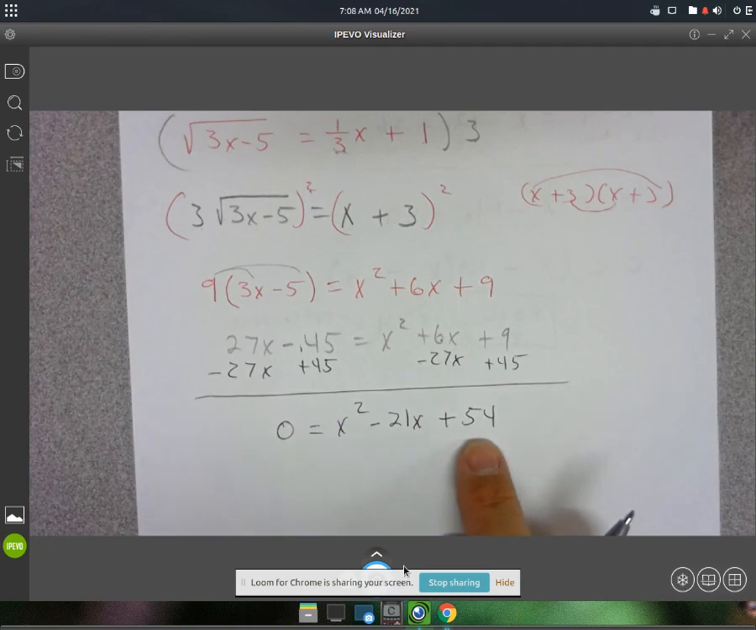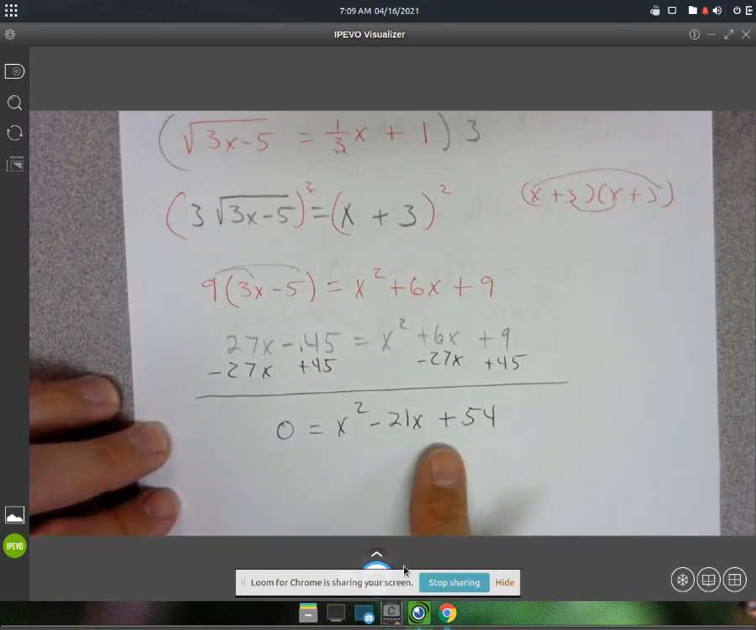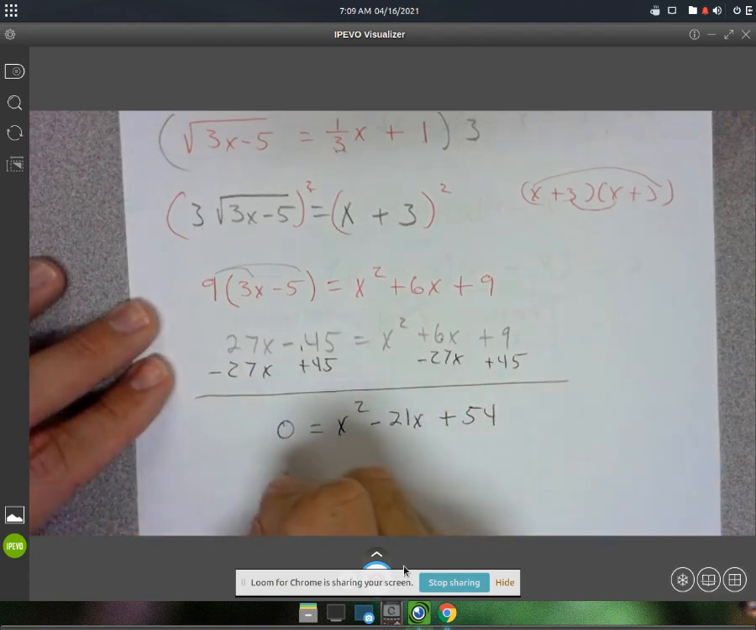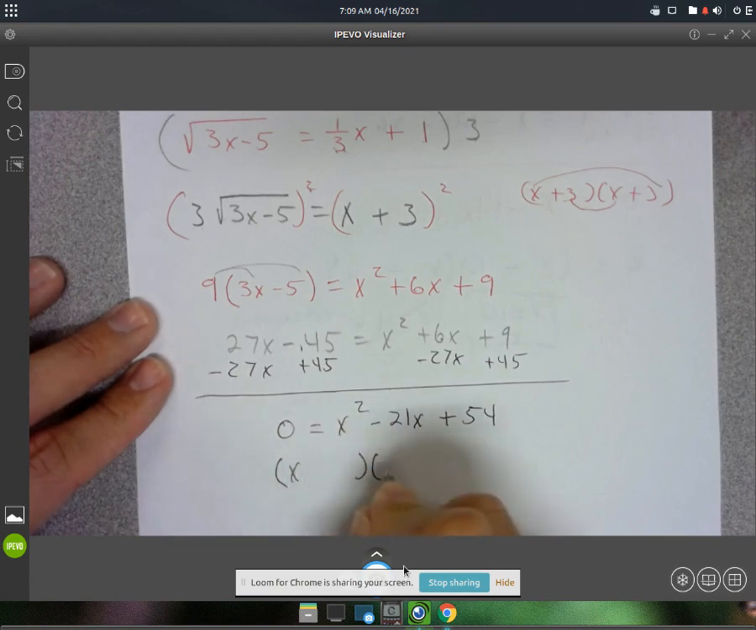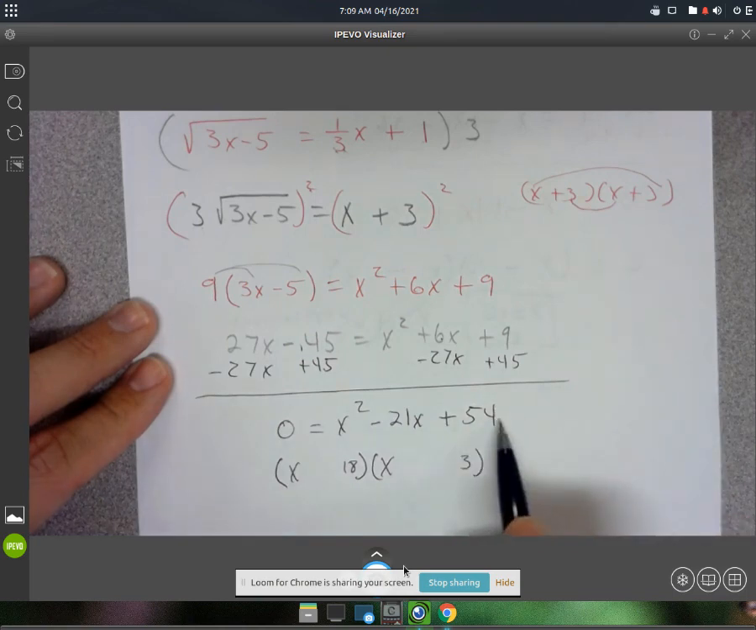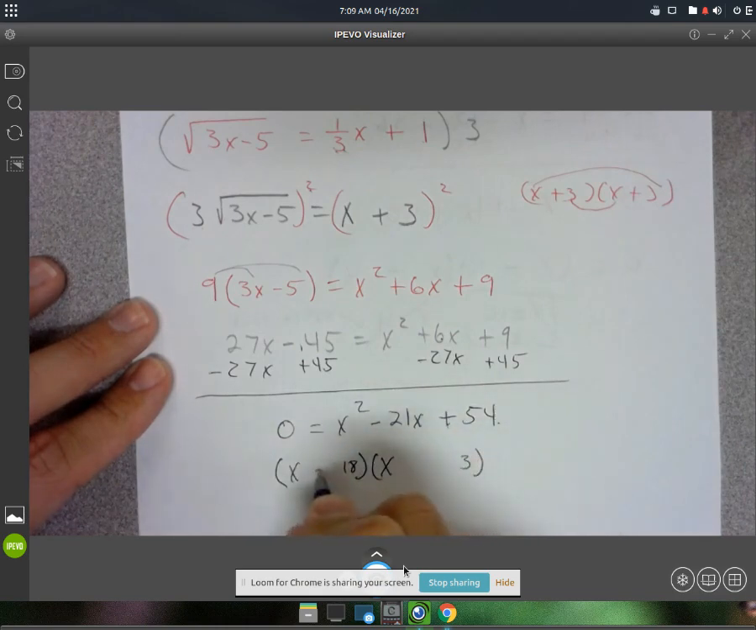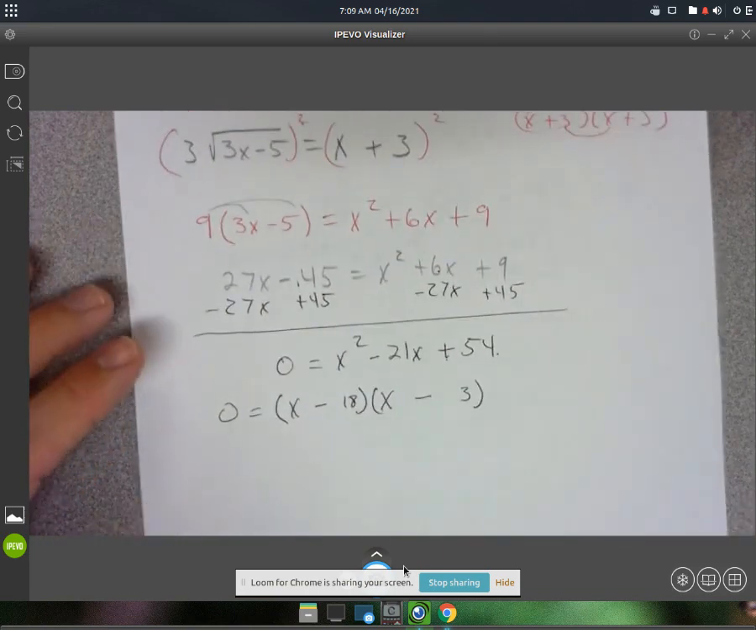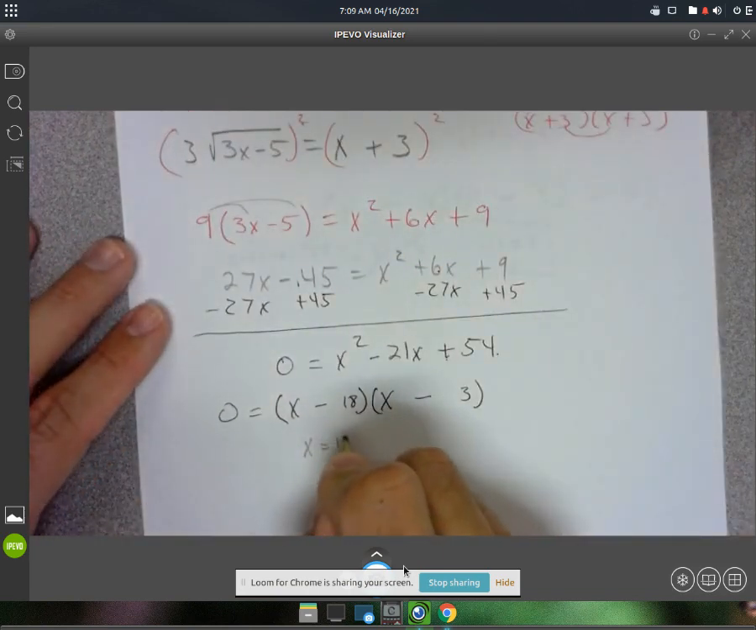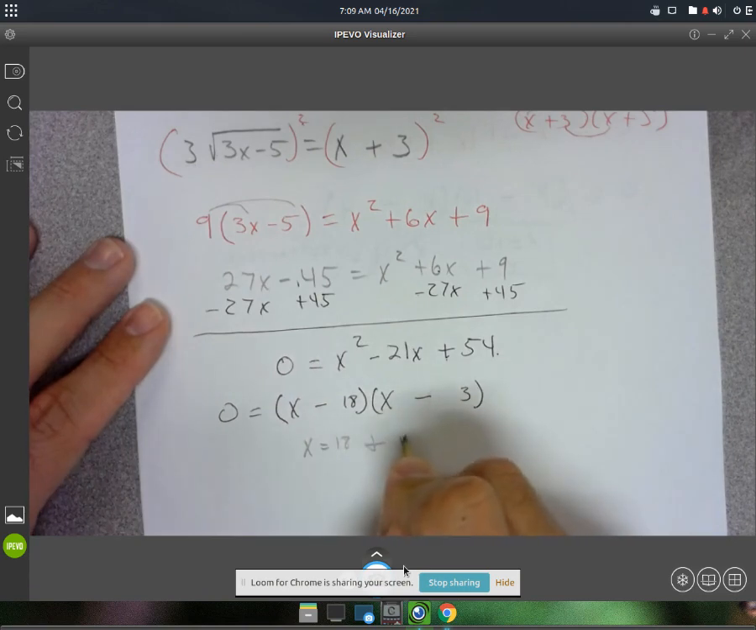If you want to use the quadratic formula, by all means, go for it. You're just going to wind up with some large numbers. But this one does factor if you use 18 and 3. 18 times 3 will give you 54. So 18 and 3 will multiply to 54, and they will add up to 21. They're the same signs, and they are both negative. So my actual solutions are positive 18 and positive 3.